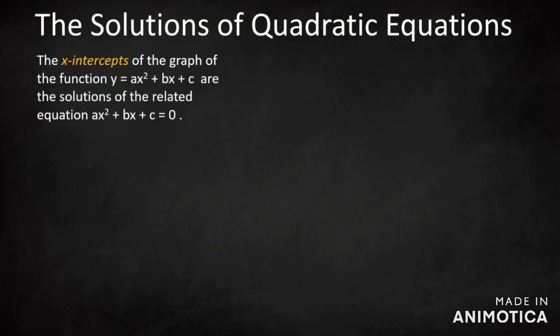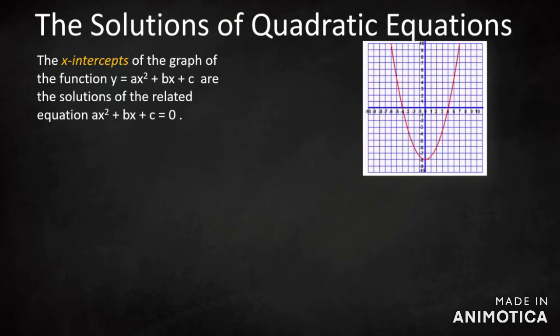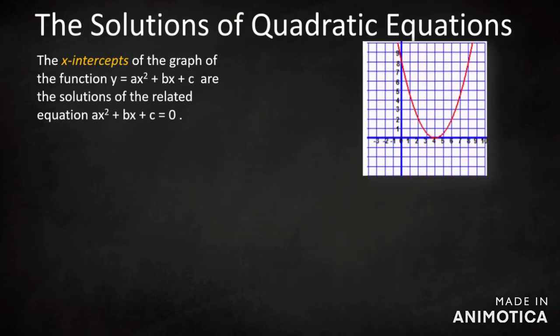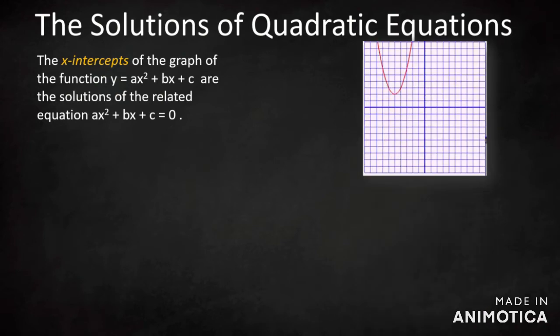The x-intercepts of the graph of the function y equals ax squared plus bx plus c are the solutions of the related equation ax squared plus bx plus c equals 0. We have two solutions when we have two x-intercepts. We have one solution if we only have one x-intercept, and we have no solution or no real solution when there is no x-intercept. This happens when the x values are imaginary numbers.